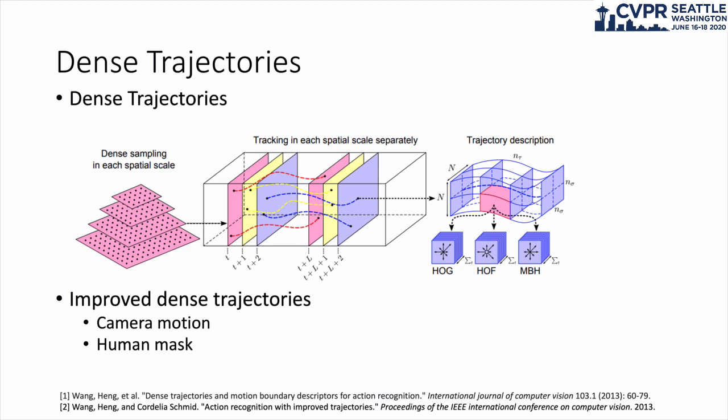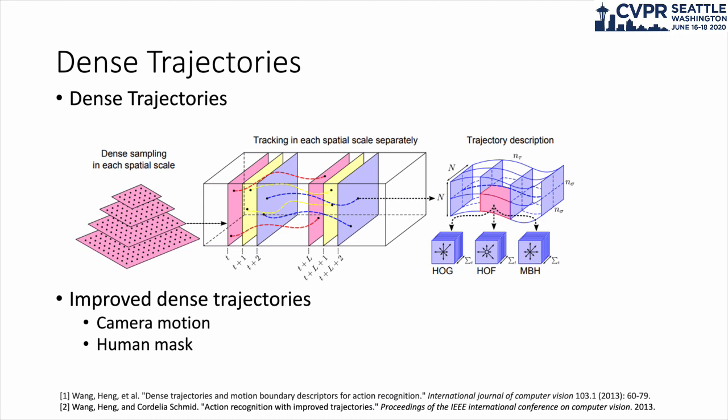And its improved version, improved dense trajectory, uses some methods to correct the camera motion and uses a human mask to center the feature extraction in the regions around the person. In this method, there are several important messages. The first is that low-level motion information like optical flow can be a very good source of information for activity understanding.